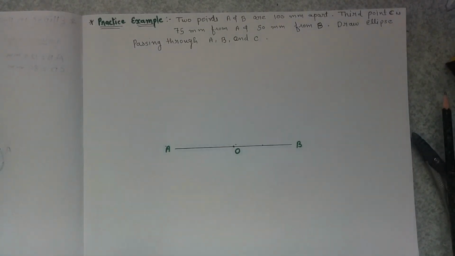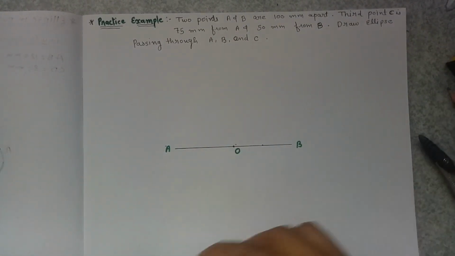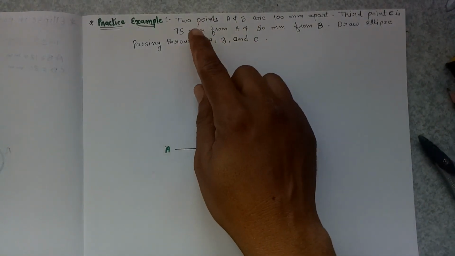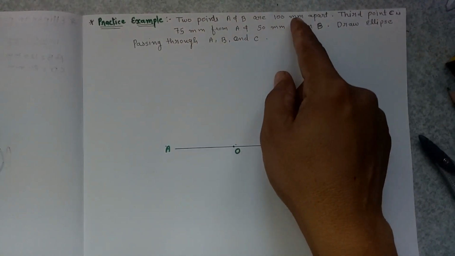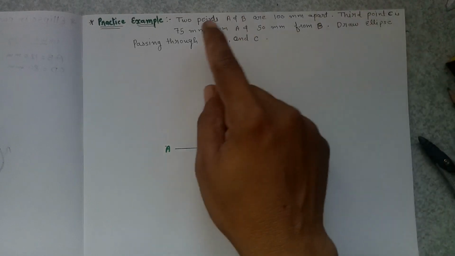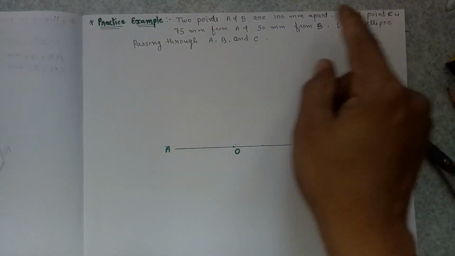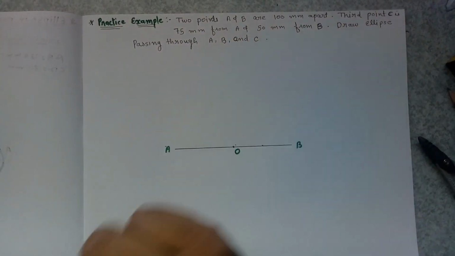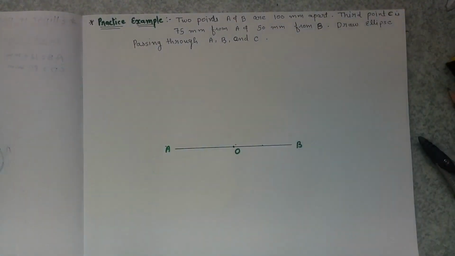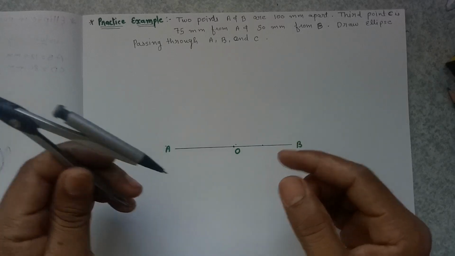Now here we have presented one practice problem for you, in which the data is like this: 2 points A and B are 100 mm apart. Third point C is 75 mm from A and 50 mm from B. Draw an ellipse passing through A, B and C. So let us start this problem.